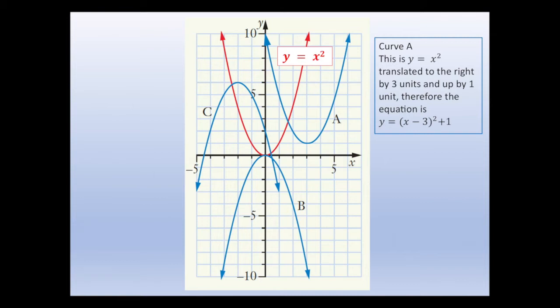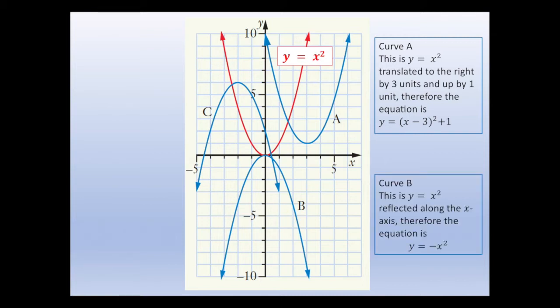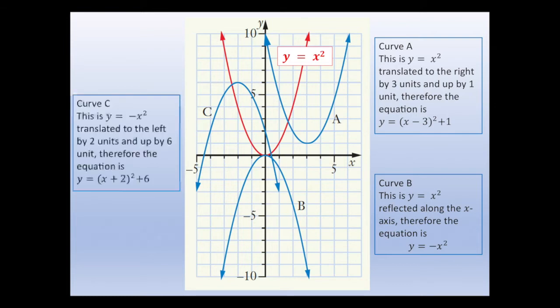Sometimes you may be asked to describe the transformation. You have to be able to describe it. Part B is actually the basic parabola reflected along the x-axis. Therefore, the equation is y equals minus x squared.